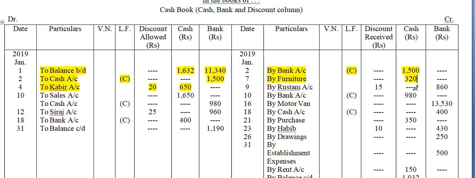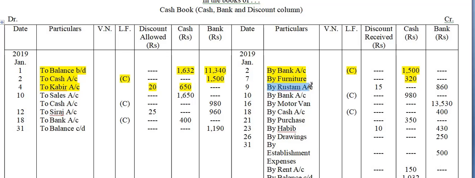Now on 9th, paid to Rustam by check. So you are making the payment to Rustam by check, and this is the case of a discount received. So on 9th, you will record towards the credit side because you are making the payment. If there is any kind of payment, it will be recorded towards the credit side. You know that already. And if there is any kind of receipt, it will be recorded towards the debit side. So it is a payment.